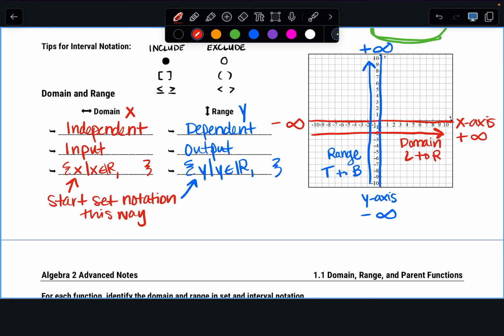Do I have any questions about domain and range in general? Do we remember writing domain and range from Algebra 1? A little bit here or there.